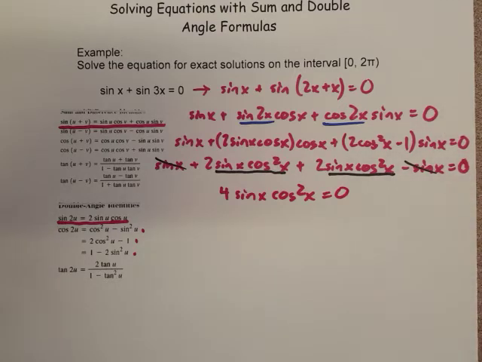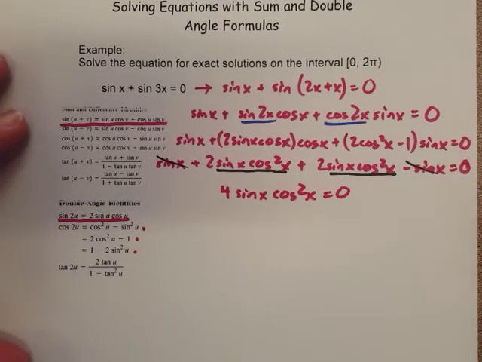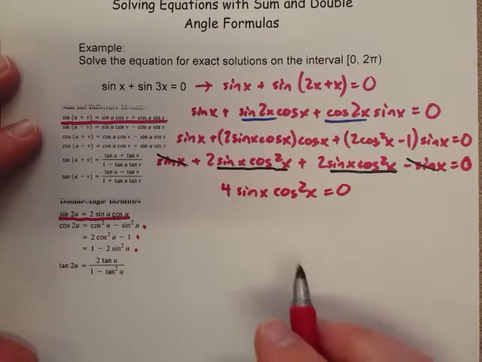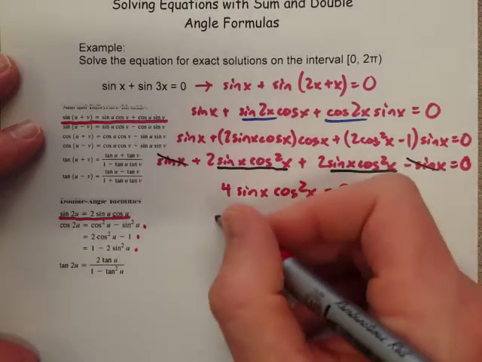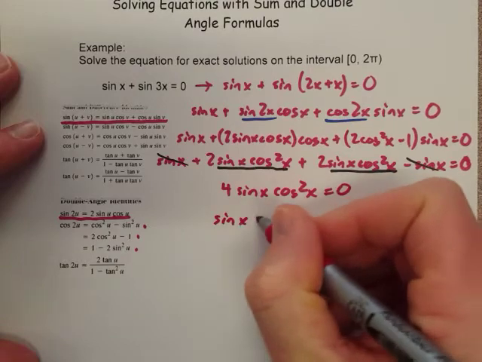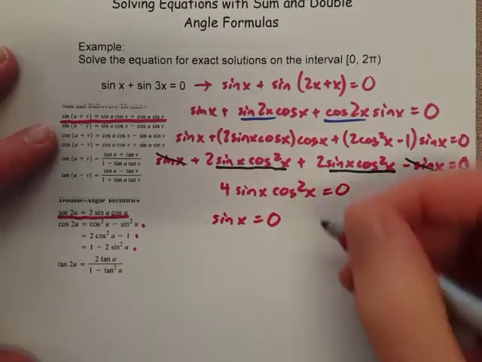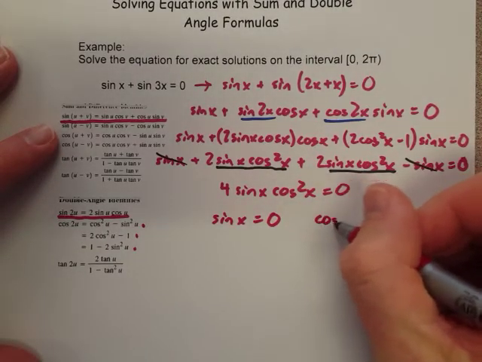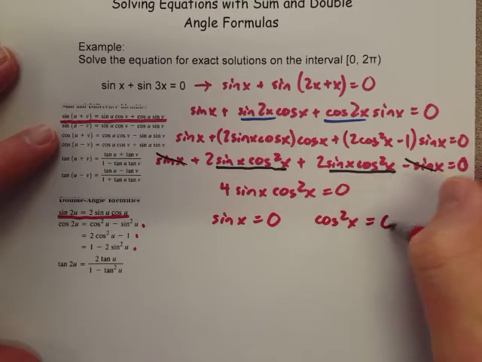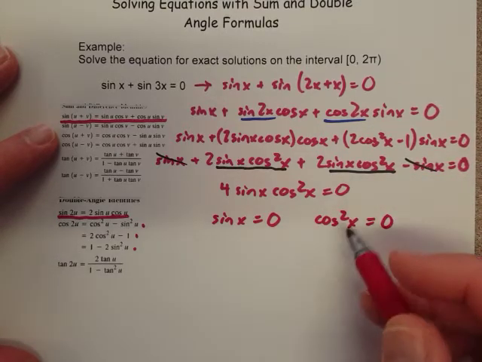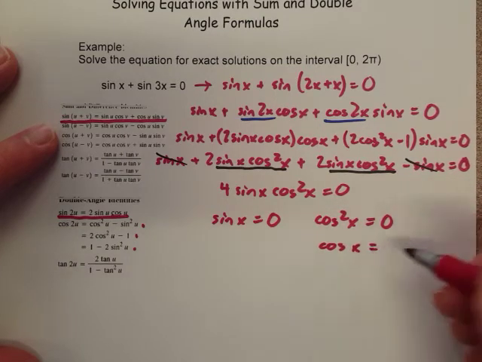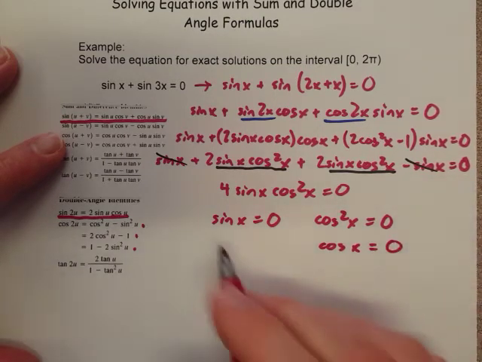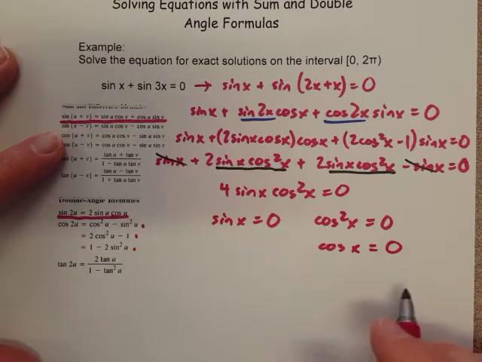Now we can just split it up into 2 equations. The 4 doesn't really make a difference because anything multiplied by 0 is still 0, so we can ignore the 4. One of our equations is going to be sine x equals 0. The other one is going to be cosine squared x equals 0. Now we do need to get it just plain cosine, so if you take the square root of both sides, square root of 0 is still 0, so we get sine x is 0, cosine x is 0.